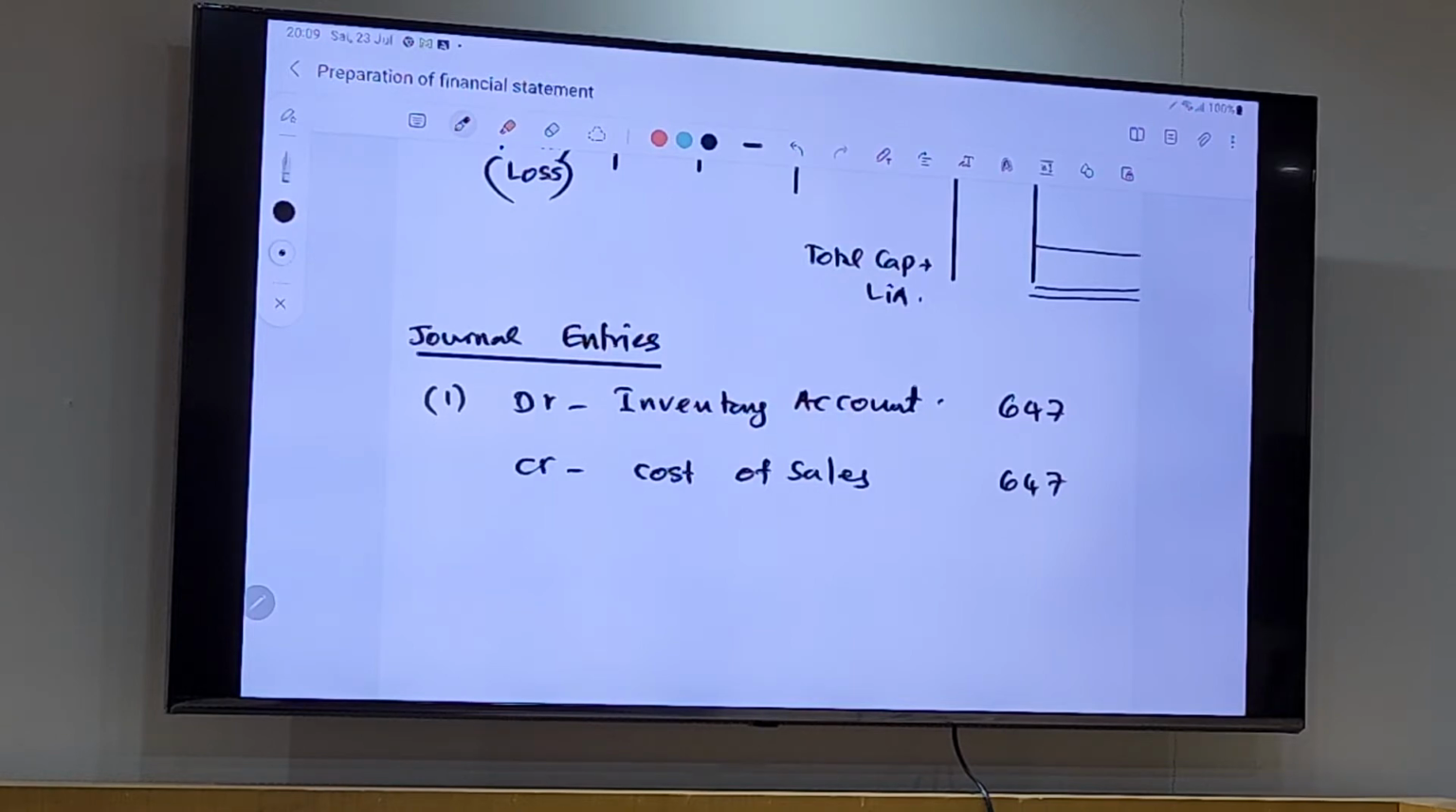So I will debit inventory account. Credit, not minus, I mean, the other side.